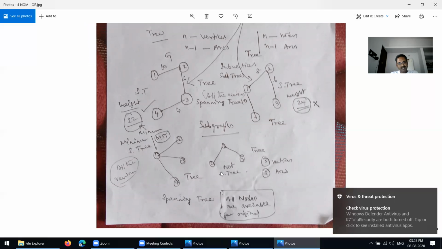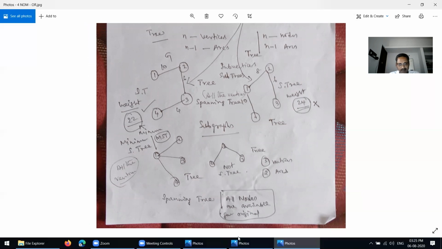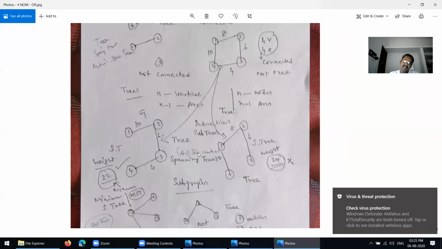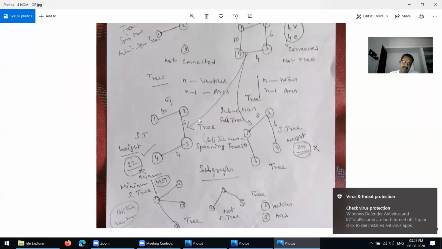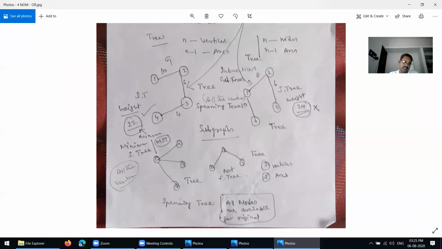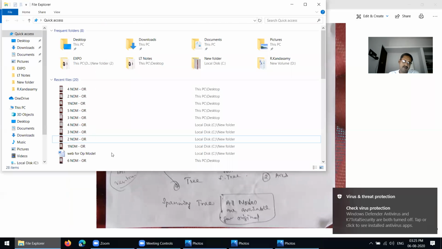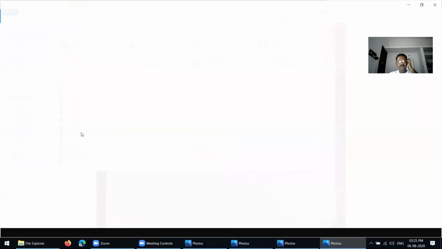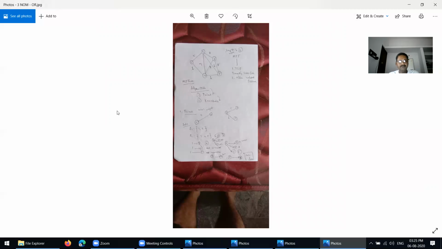You understand now? All nodes are available from the original one. So it's a very simple thing. You understand? What do you mean by spanning tree and then connected graph, not connected graph. Is this okay? This one is very important for network problems. Next we go to the next things.